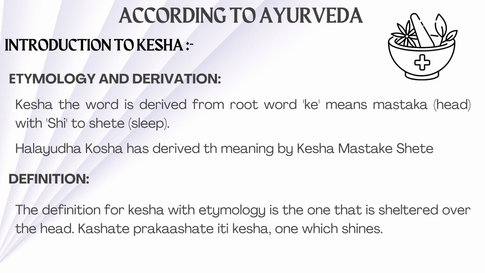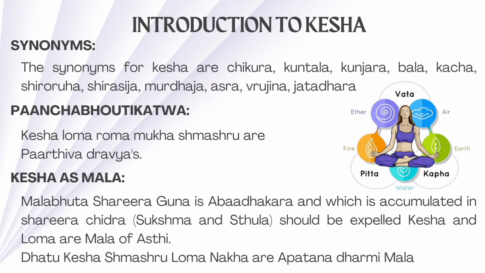Kesha, the word is derived from the root word Ke meaning mastaka with Shi, to Shite, sleep. Definition: the one that is sheltered over the head. Kashyate, Prakashate iti Kesha, the one which shines. Synonyms: the synonyms of Kesha are Chikura, Kuntala, Kacha, Shiroruha, Murdaja, Jatadhara, etc.